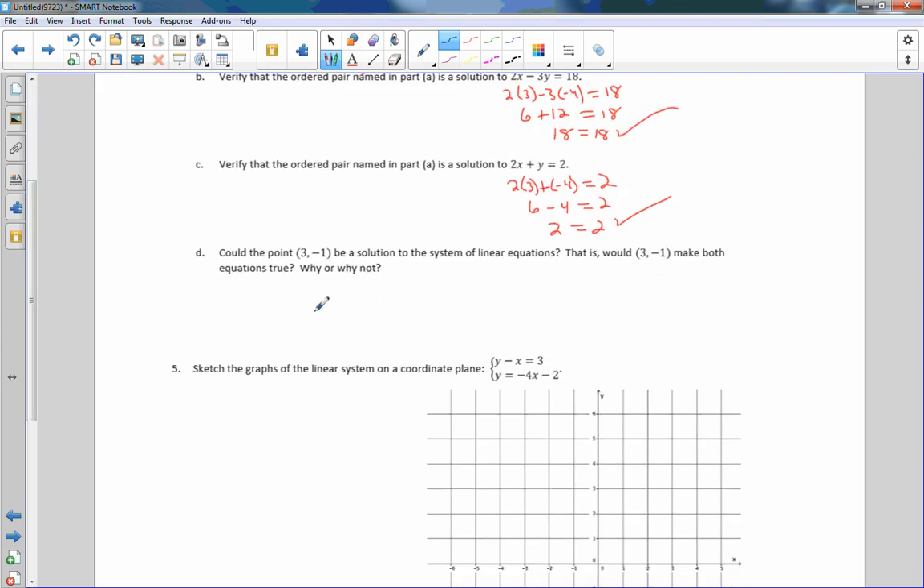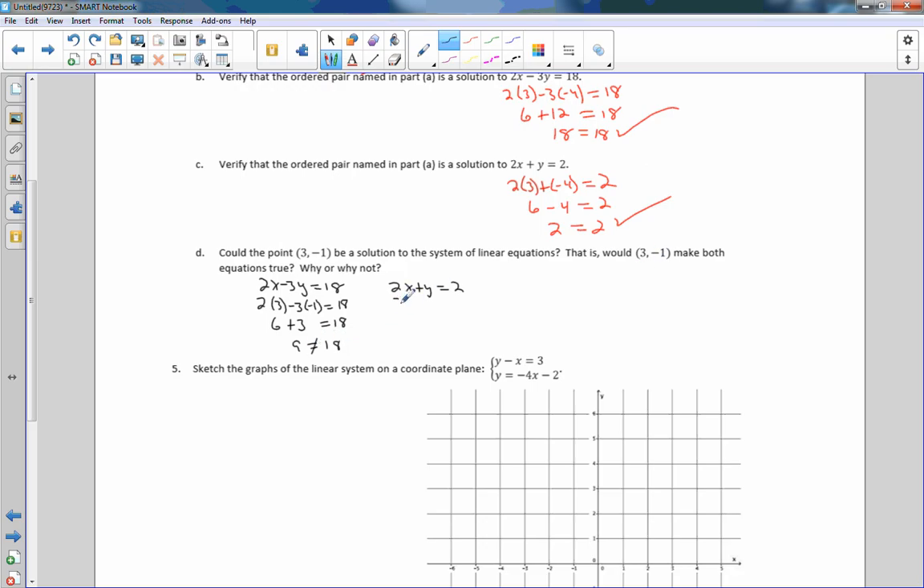So I'm going to write those two equations: 2x minus 3y equals 18 and 2x plus y equals 2. Substituting in 3, negative 1, I get 2 times 3 minus 3 times negative 1 equals 18. 6 plus 3 equals 18. 9 equals 18. No, it doesn't.